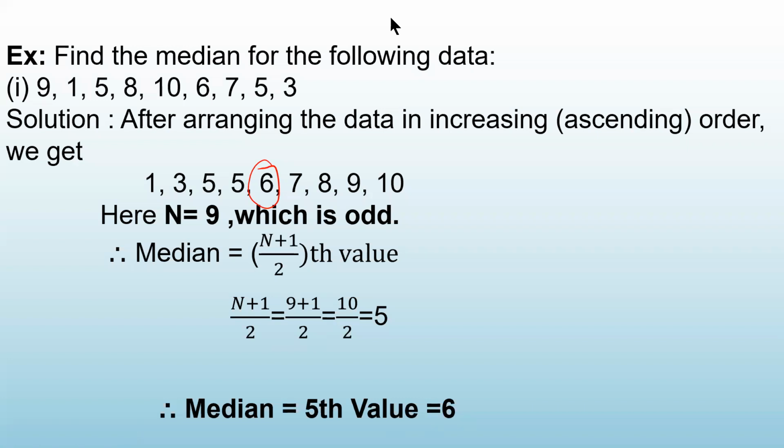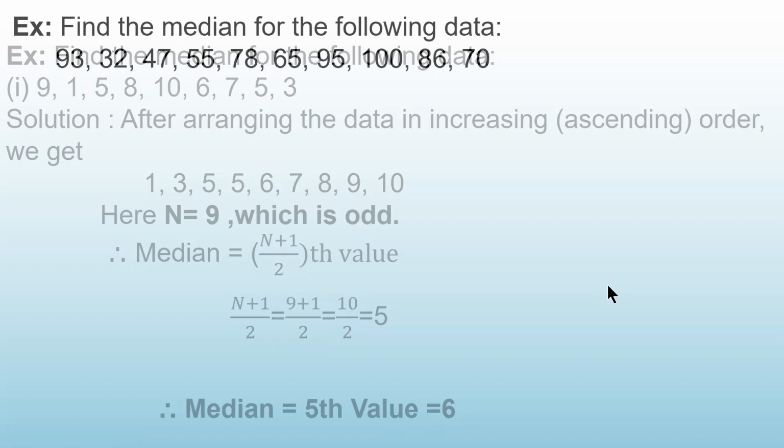So this we have seen yesterday. And for even also we have seen. If n is even, then two values will come in the middle and you have to take the average of those two values. So this problem also we have done in the last class.